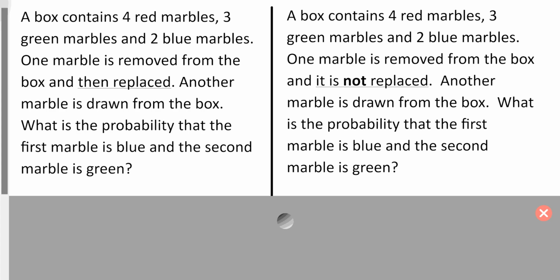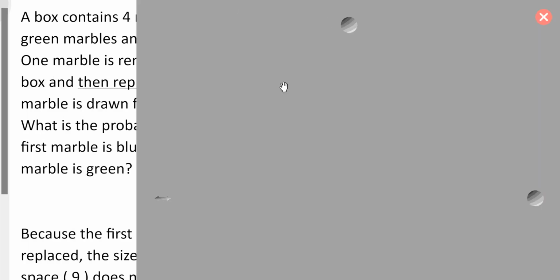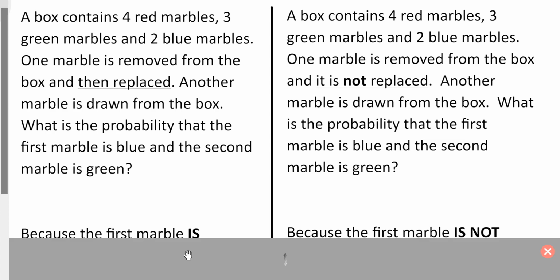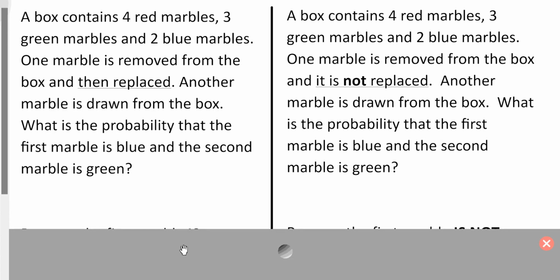So let's look at a couple examples here, one at a time. Side by side, we have very similar examples. Let's look at the one on the left. A box contains 4 red marbles, 3 green marbles, and 2 blue marbles. One marble is removed from the box and then replaced. Another marble is then drawn from the box. What is the probability that the first marble is blue and the second marble is green?